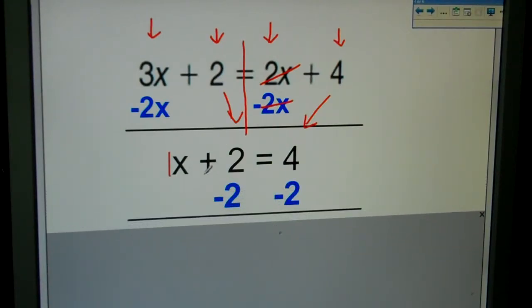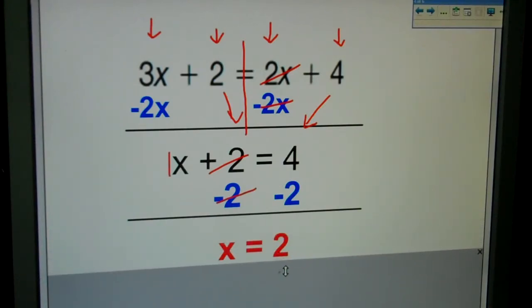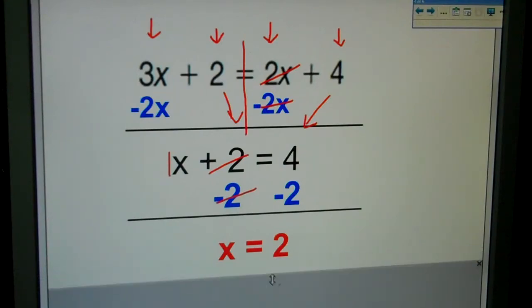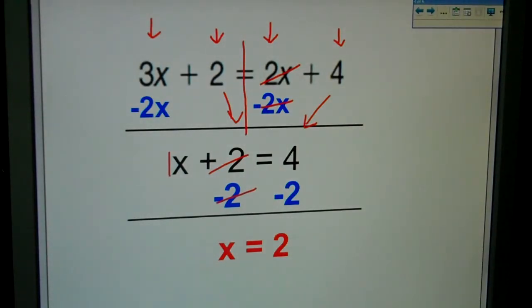Again, inverse operation. I need to get my constant on one side, my variable on the other. These two cancel. 4 minus 2, x is equal to 2. The same statement. I have one variable equals one constant. That's what I need. Now, if you would have ended up with 2 equals x, those two are the same thing. Okay? It doesn't matter which side they're on.